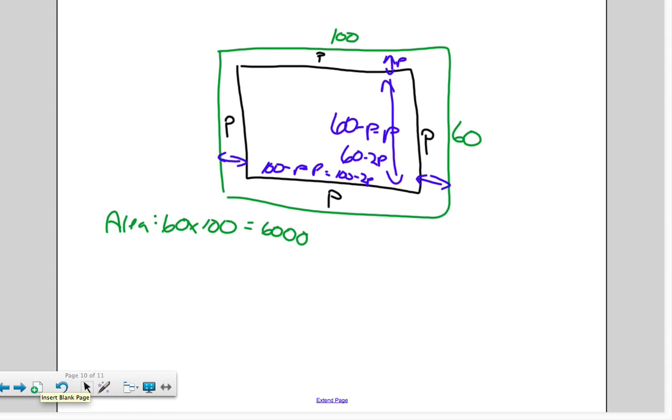Any other questions? Honestly, that was the hardest concept to get out of this question: what are the dimensions of the inner rectangle? And then the subtlety is, what is the area of that inner rectangle? P is not the dimensions of a rectangle. P is just the dimensions of our path, the part that we're cutting out.